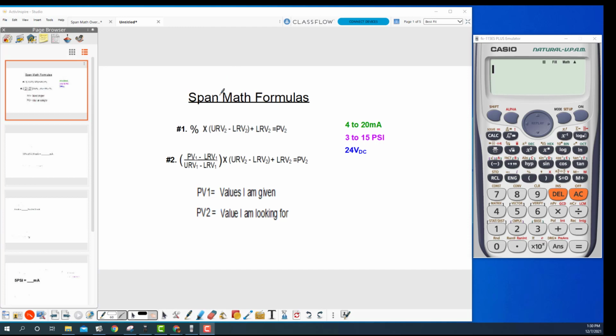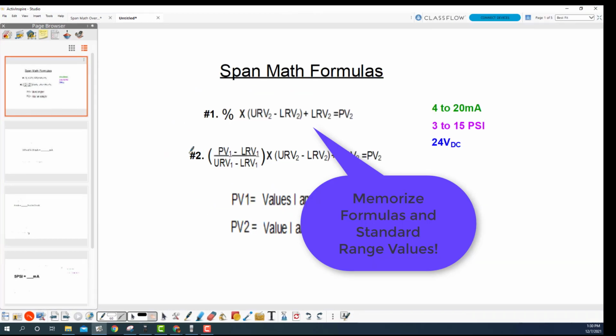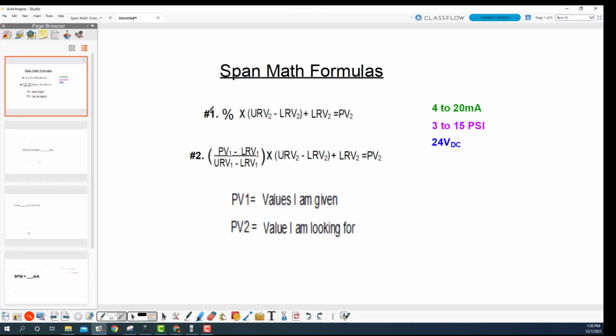Looking here, you'll notice several things on this page, and I want you to memorize these formulas. They're not that difficult to memorize, and I will show you how as we go forward. The first thing to notice is that we have two separate formulas. The first formula is for a situation where we are given a percentage and we're trying to find a process variable. What is the percentage of a certain process variable? You'll use formula number one, and I'll show you instances where you would use that on the next page.